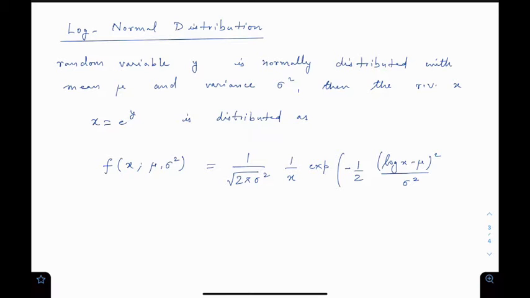This factor of 1 by x on the outside comes because of the Jacobian. So if you remember the relation between the new PDF and the old PDF after transformation of variables, then in the case of continuous PDFs, there was always a factor of the Jacobian.